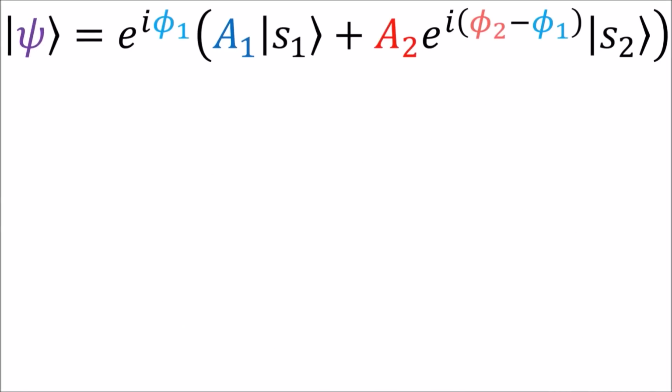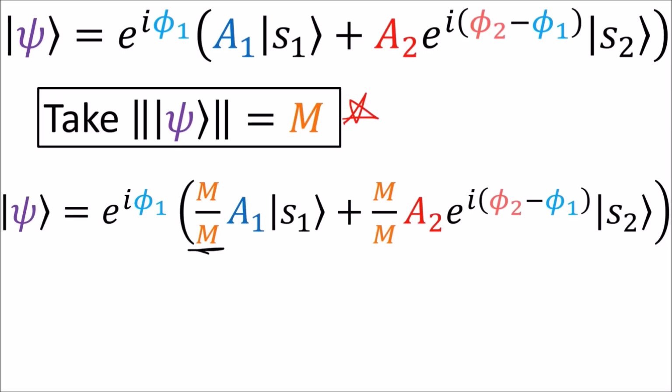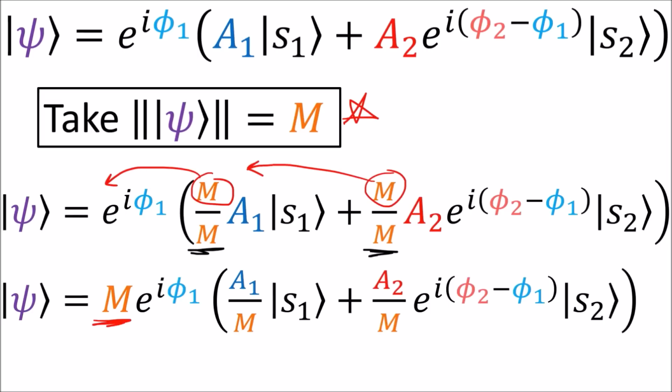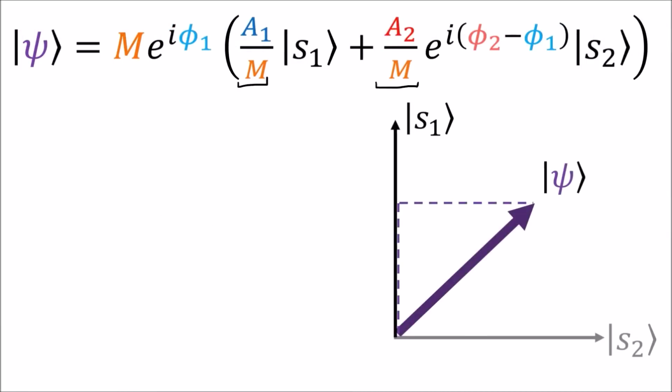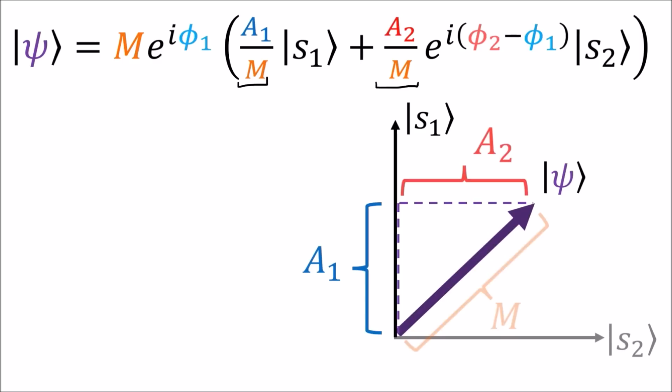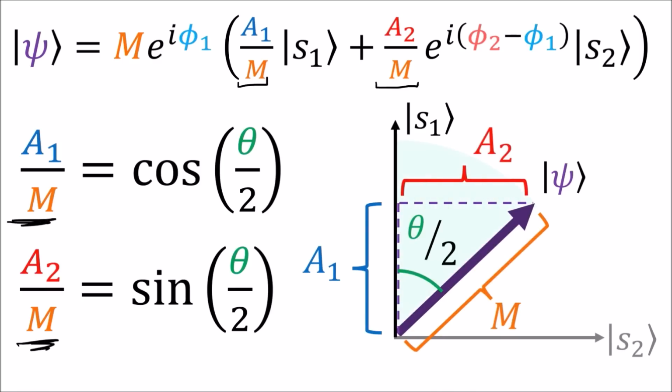If we take the spinor's magnitude to be m, we can multiply and divide both terms by m, then bring a factor m out in front. The ratios a1 over m and a2 over m can be visualized on a triangle like this. a1 over m is just the cosine of this angle, and a2 over m is just the sine of this angle. You'll notice that I've chosen to write this angle as theta over 2.